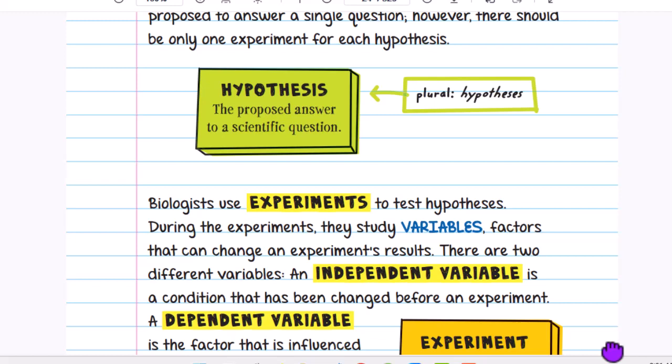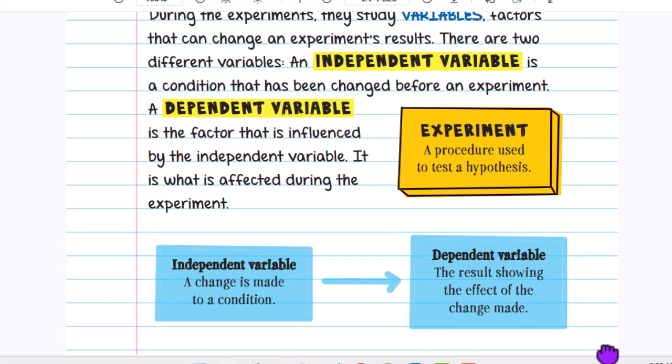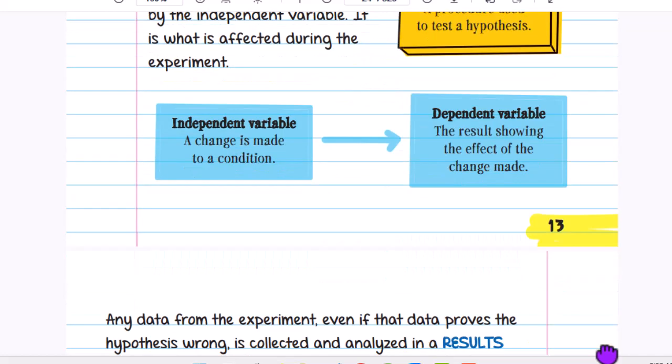The hypothesis, the proposed answer to a scientific question. The plural, hypotheses. Biologists use experiments to test hypotheses. During the experiment, they study variables, factors that can change an experiment's result. There are two different variables. An independent variable is a condition that has been changed before an experiment. A dependent variable is a factor that is influenced by the independent variable. It's what is considered an experiment, a procedure used to test a hypothesis.